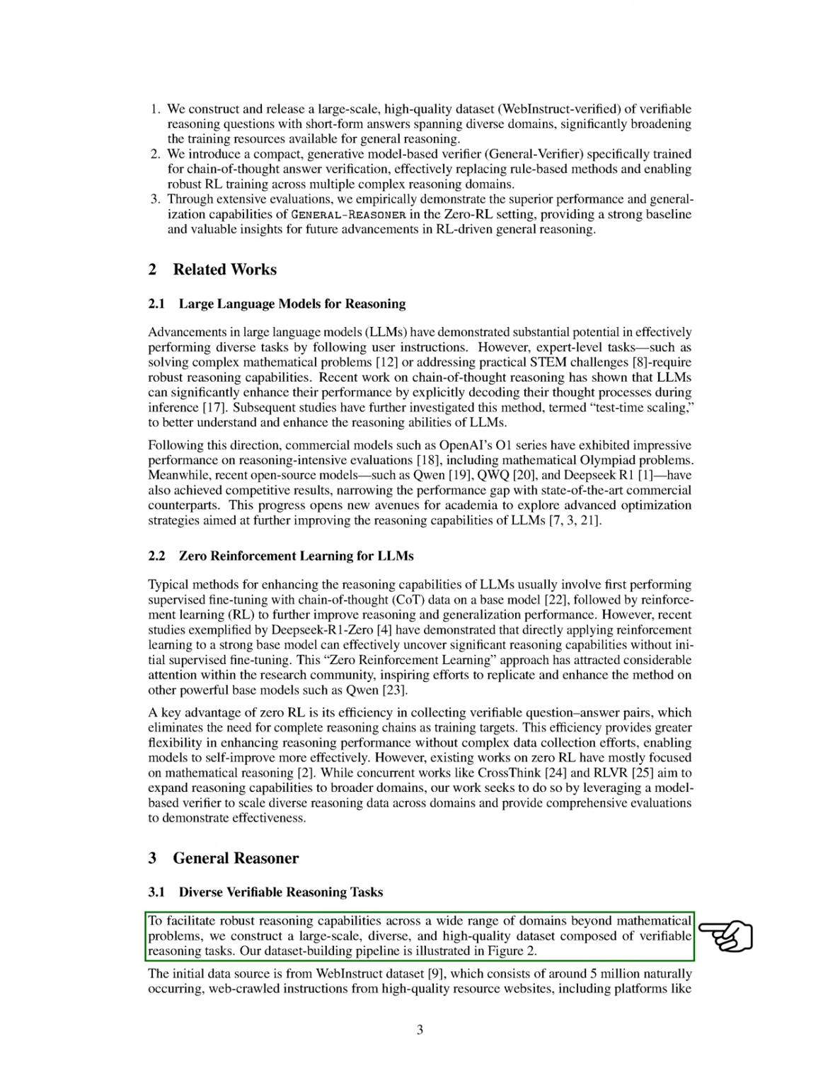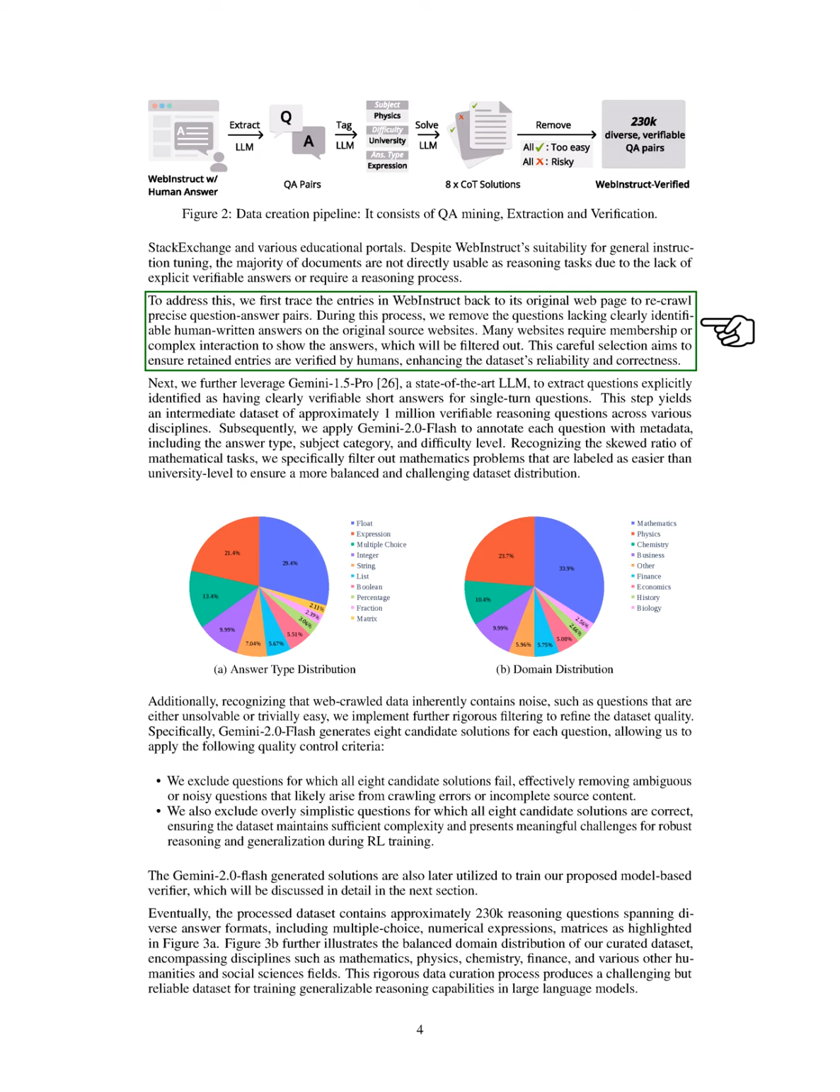To support strong reasoning skills across various domains beyond math, we have created a large-scale, diverse, and high-quality dataset of verifiable reasoning tasks. Our dataset building process starts with the WebInstruct dataset, which contains around 5 million web-crawled instructions from reputable sources like Stack Exchange and educational websites. Although WebInstruct is suitable for general instruction tuning, many documents lack clear verifiable answers or require reasoning processes. To tackle this, we trace entries back to their original web pages to collect precise question-answer pairs, filtering out questions without identifiable human-written answers. We also exclude questions from sites that require membership or complex interactions to access answers, ensuring that the remaining entries are verified by humans for reliability.